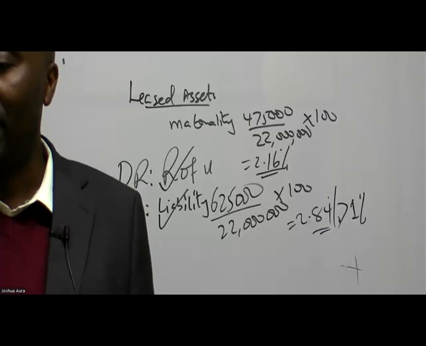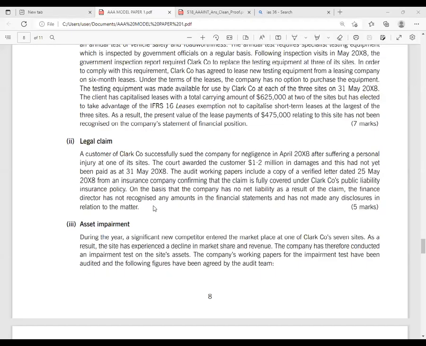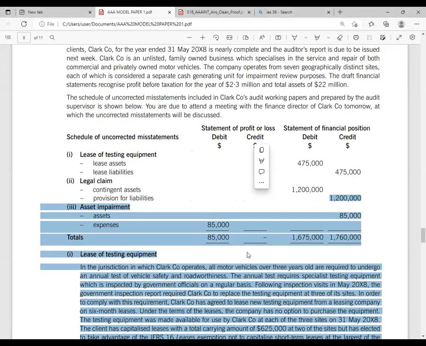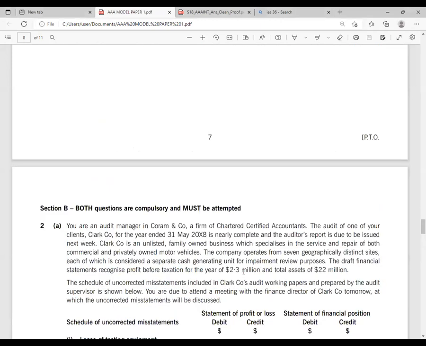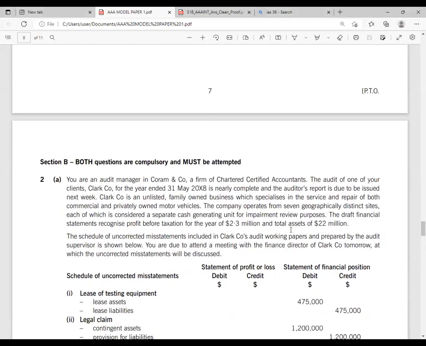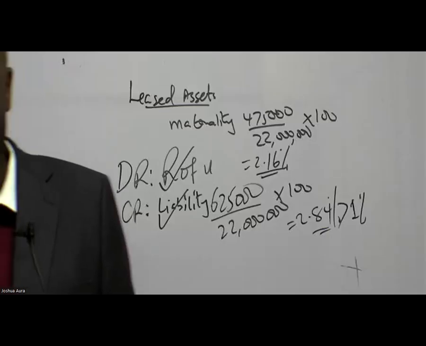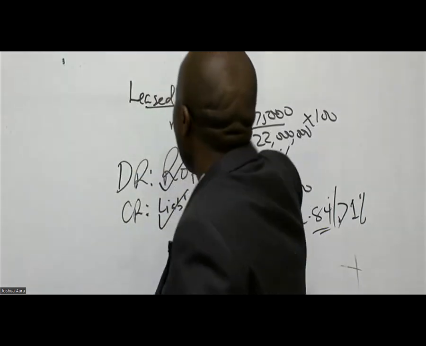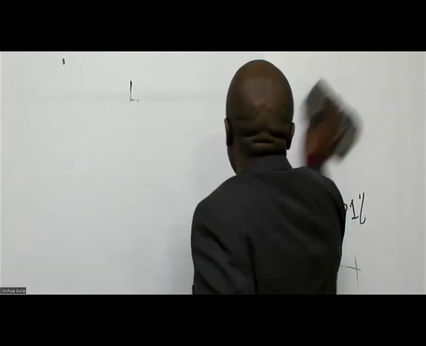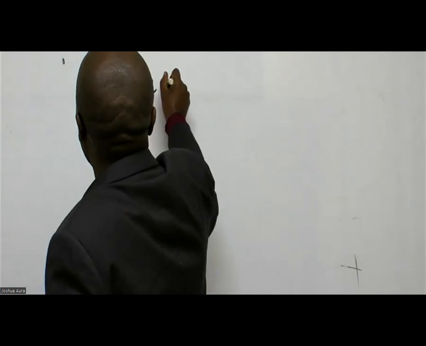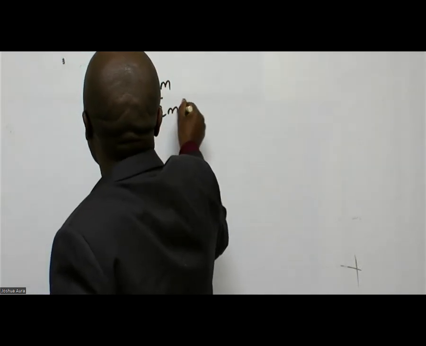So the first thing that I need to do, ladies and gentlemen, is to assess the materiality. Because it's a liability, please take this materiality by comparing it to the total assets. So 1.2 million divided by 22 million. Remember the claim is 1.2 million. The claim is 1.2 million divided by 22 million times 100.